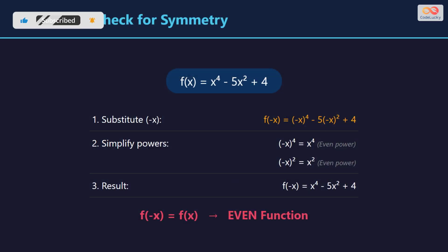Let's try an example. Consider the function f of x equals x to the 4th power minus 5x squared plus 4. We replace x with negative x. Since both powers are even, the negative signs disappear. We end up with the exact same function we started with. Therefore, it is an even function.